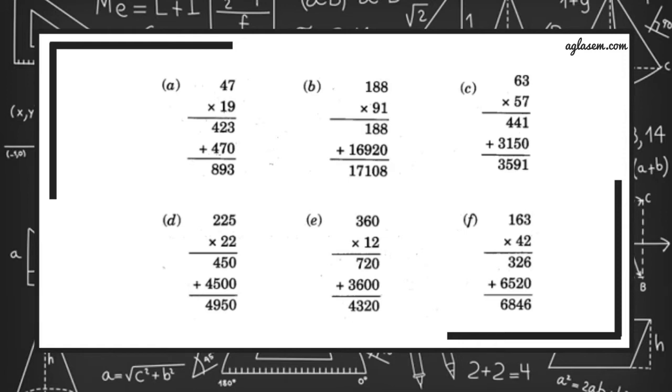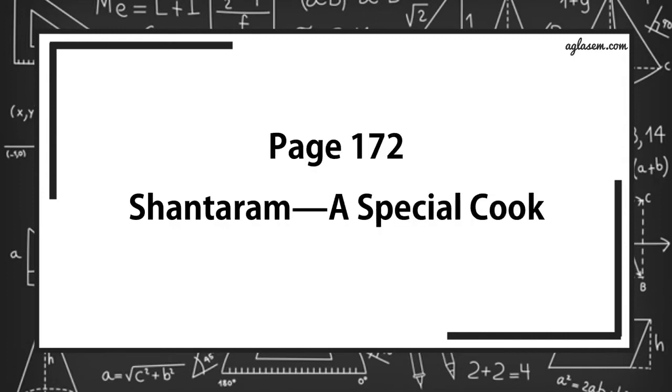Fifth, 360 multiplied by 12. It will give you 4,320. Sixth, 163 multiplied by 42. It will give you 6,846. Now, turn to page number 172.